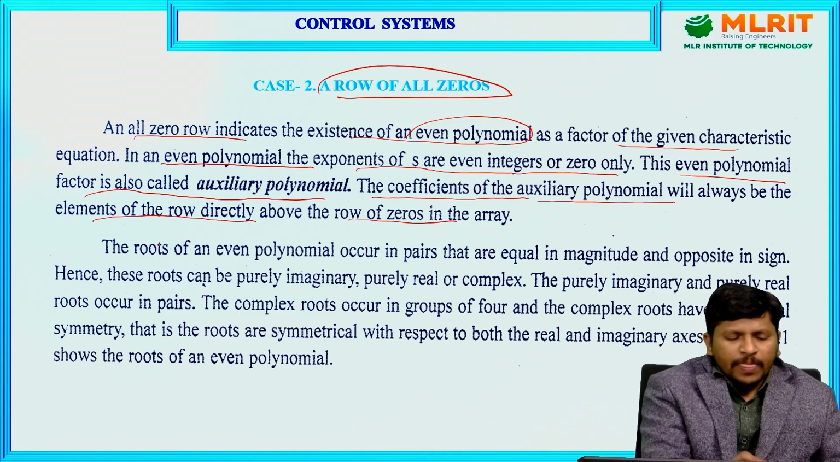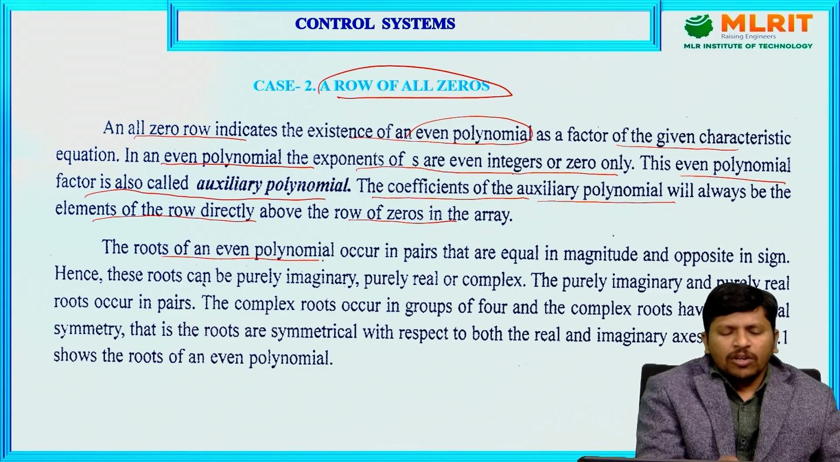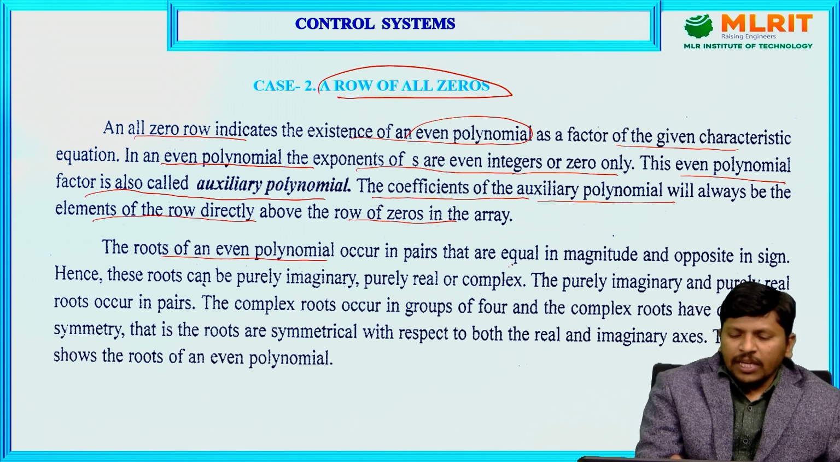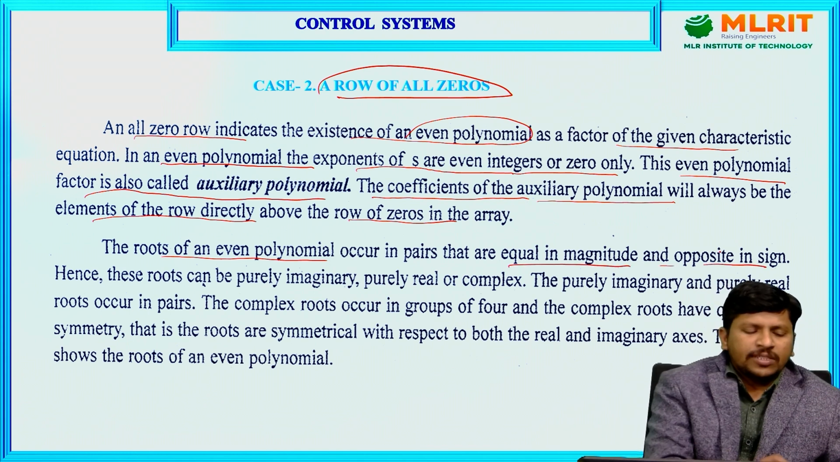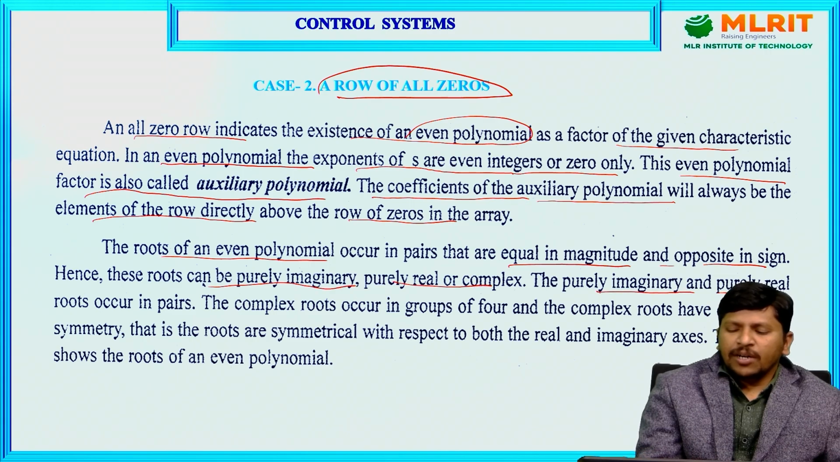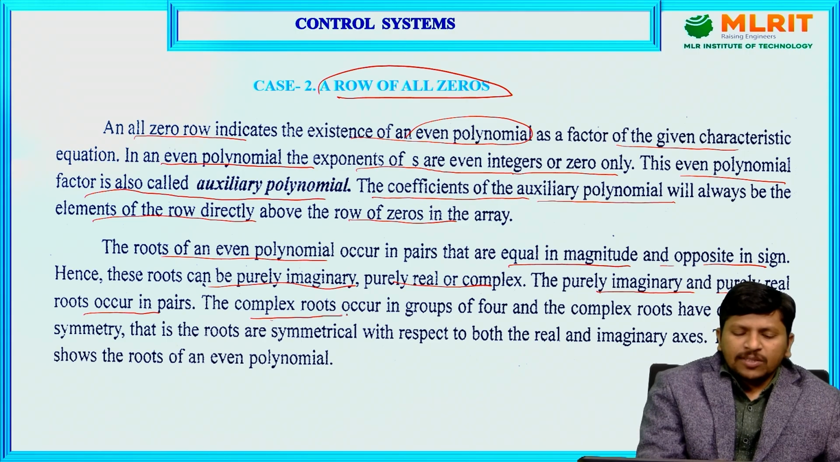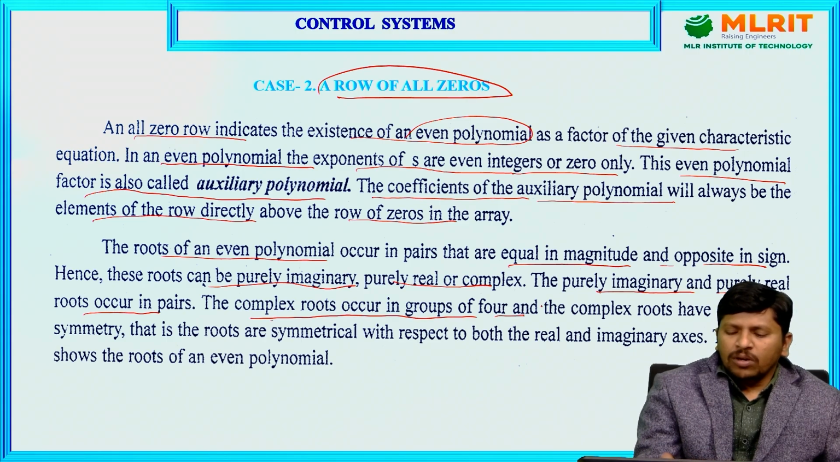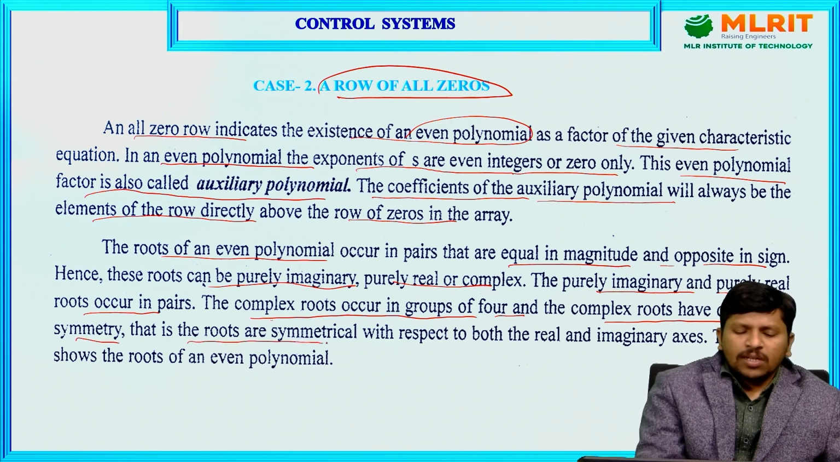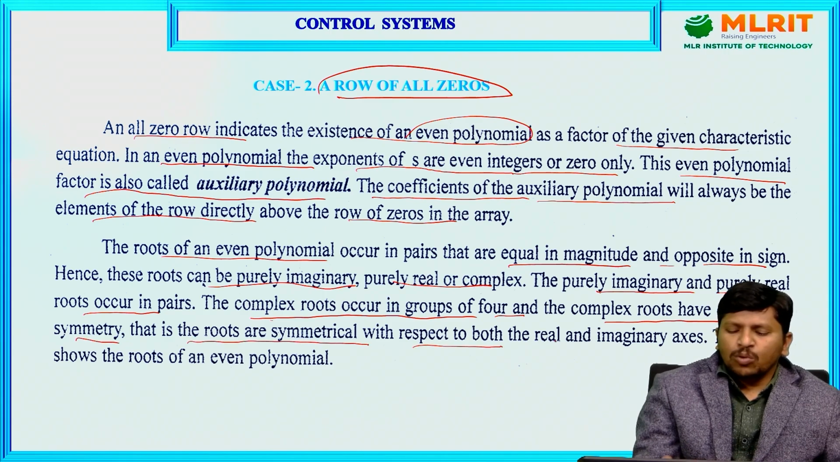The roots of an even polynomial occur in pairs that are equal in magnitude and opposite in sign. These can be purely imaginary, purely real, or complex. The purely imaginary and purely real roots occur in pairs. The complex roots occur in groups of four, and they have quadrantal symmetry; that is, the roots are symmetrical with respect to both the real and imaginary axes.